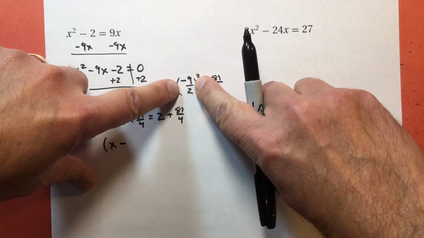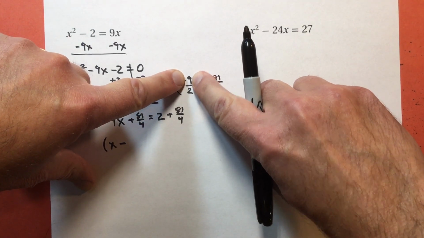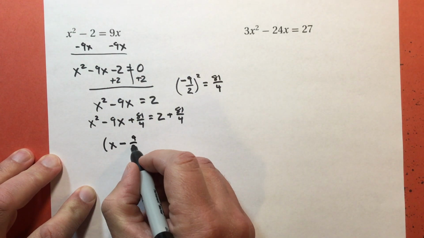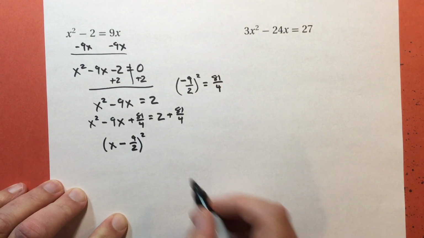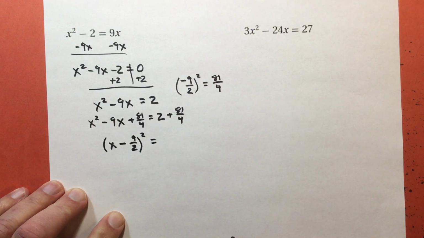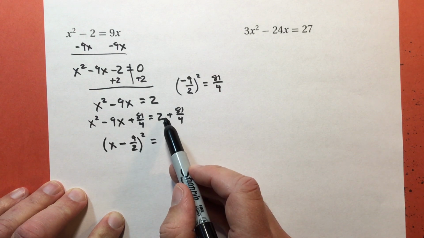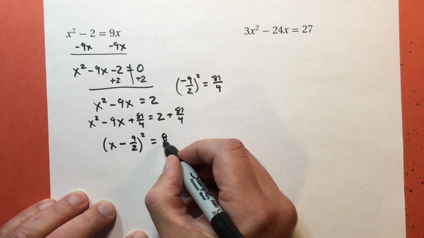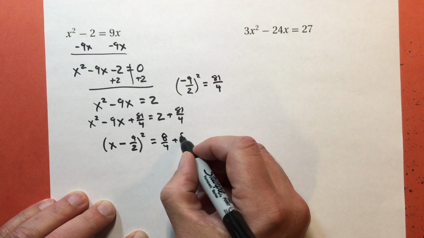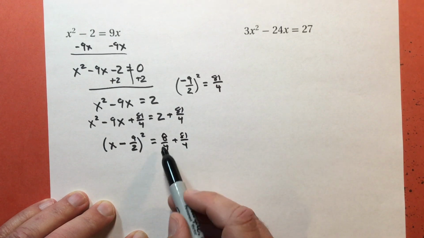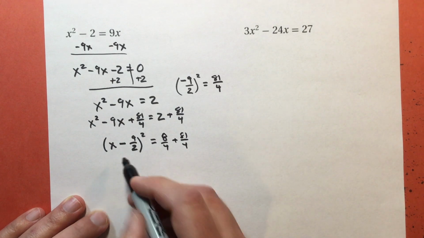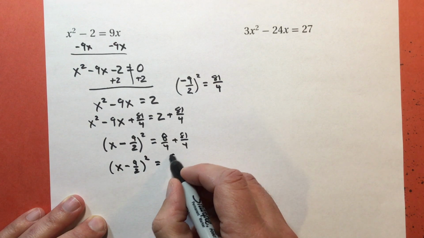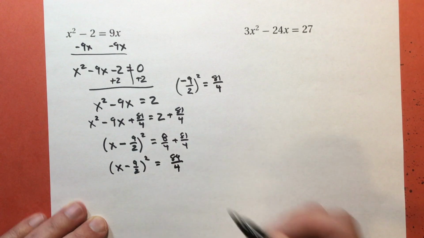On the left side, I get x subtract this thing right in here. Actually, the minuses are already in there. x subtract 9 over 2, or x plus negative 9 over 2, squared. On the right side, 2 is the same as 8 over 4. Why did I do that? Because I need a common denominator. I'm going to come back to this in a second. x subtract 9 over 2 squared is going to equal 89 over 4.